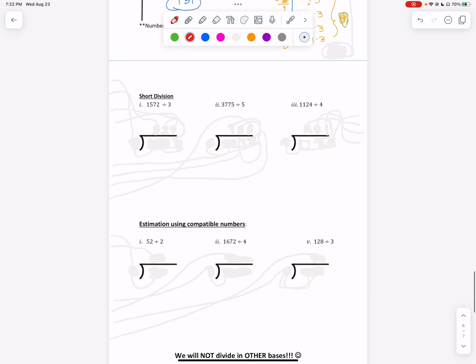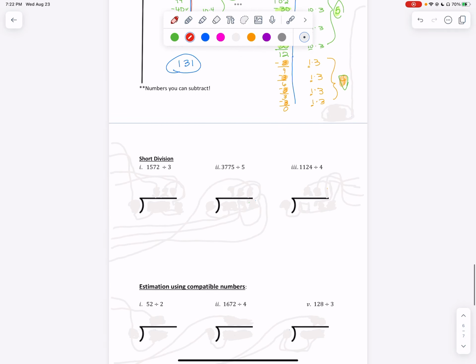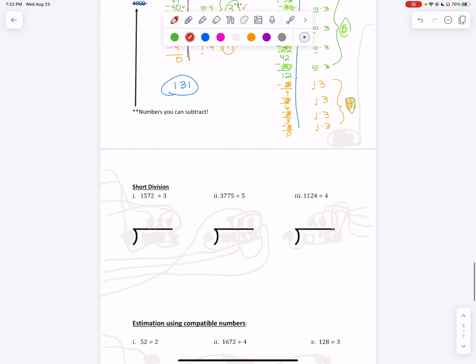Anyway, okay. Just a little bit more to do, and we'll be done with this section. So, short division. Okay, this is a way to do the old school method, but it's a shortcut. Okay, so I'm going to go ahead and put the numbers where they go.